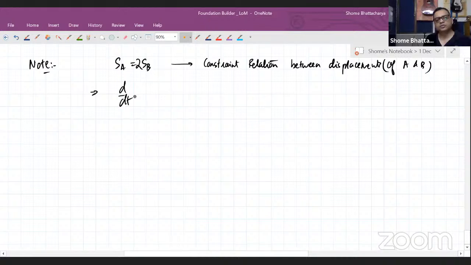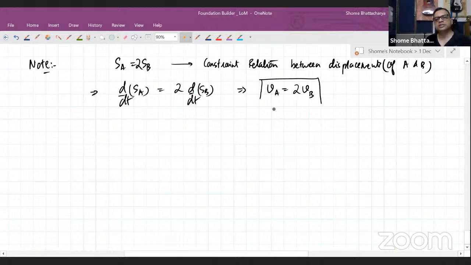So rate of change of A's displacement, 2 is a constant, so it will become 2 times rate of change of B's displacement. So the instantaneous velocity of A at any instant will be 2 times the instantaneous velocity of B at the same instant. So this is now the constraint between the velocities.